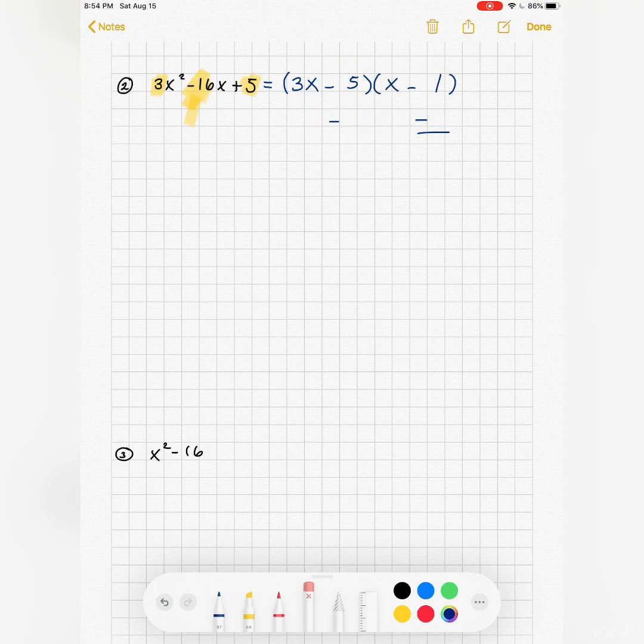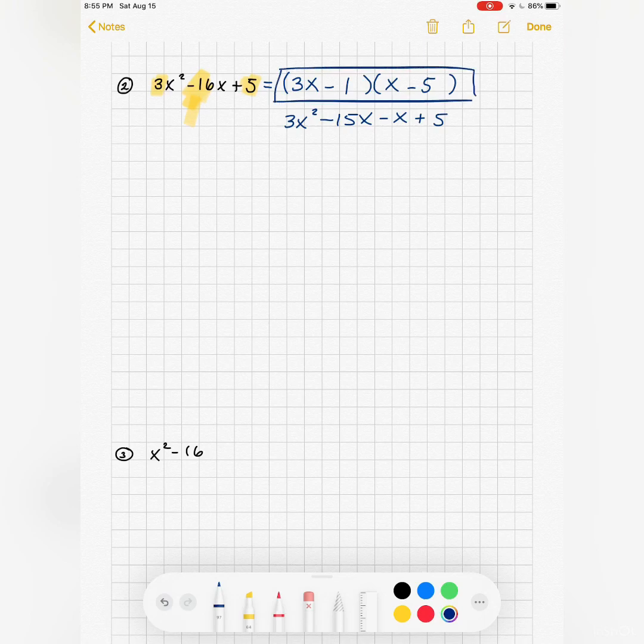So it's close. What if I reverse the 5 and the 1? Does that work? Let's see, 3x squared minus 15x minus 1x plus 5. So that does it. That's typically the process that we use. Guess and check.